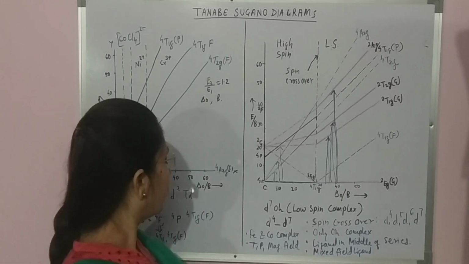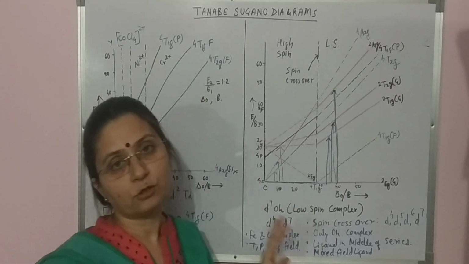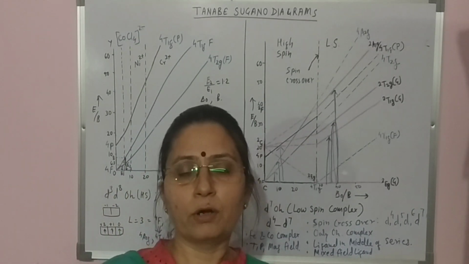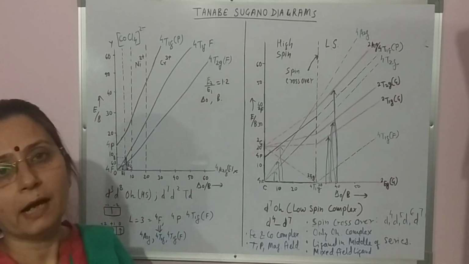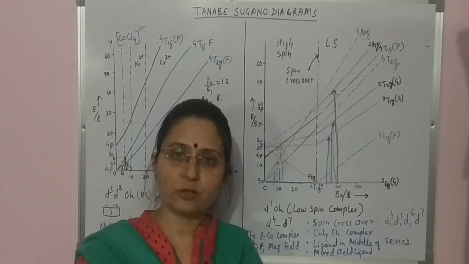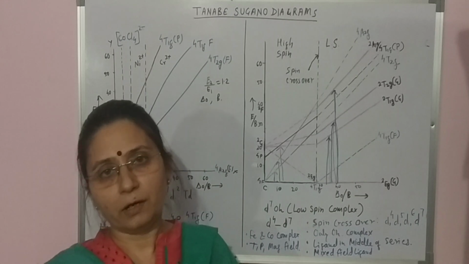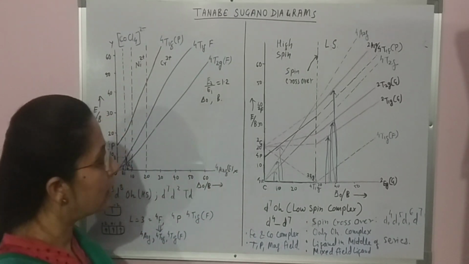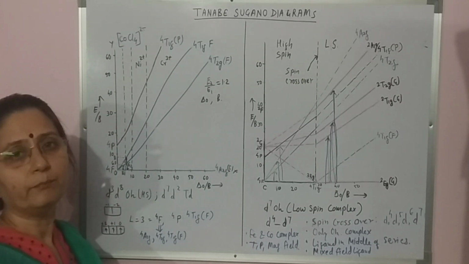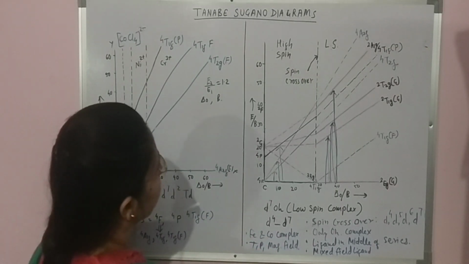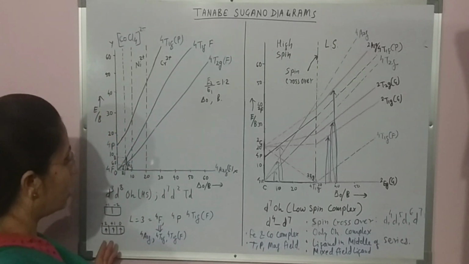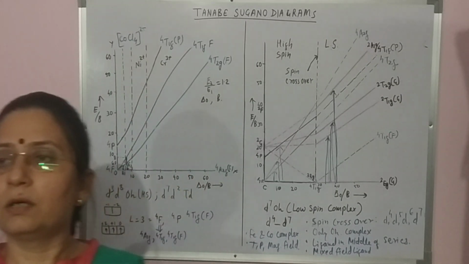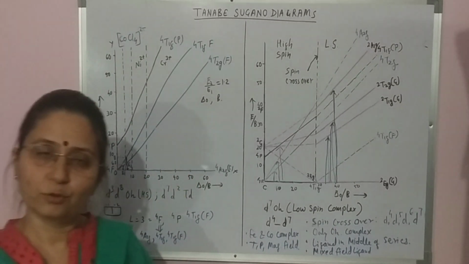And it can be affected under the influence of a magnetic field, or if we increase the temperature or enhance the pressure. In that case also the pairing of electrons in the d orbitals can be affected, and the spin crossover can take place. So under these conditions we can find this kind of phenomenon where the spin crossover takes place. So by this, we hope the TS diagram will be even clearer in your mind. So thank you so much.